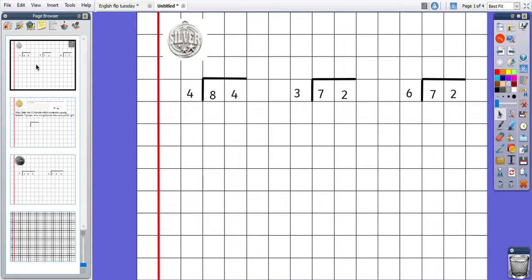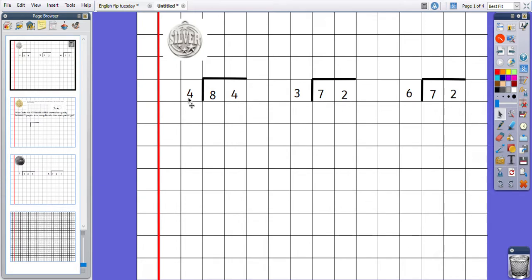Now I know this is something that we really struggled with in class, but we're going to go through it step by step, and if we need a little bit more practice on it, then we will carry on with this another lesson. So for your silver task today, you are looking at dividing up to 3-digit numbers by a 1-digit number. So your examples here, our first one is 84 divided by 4.